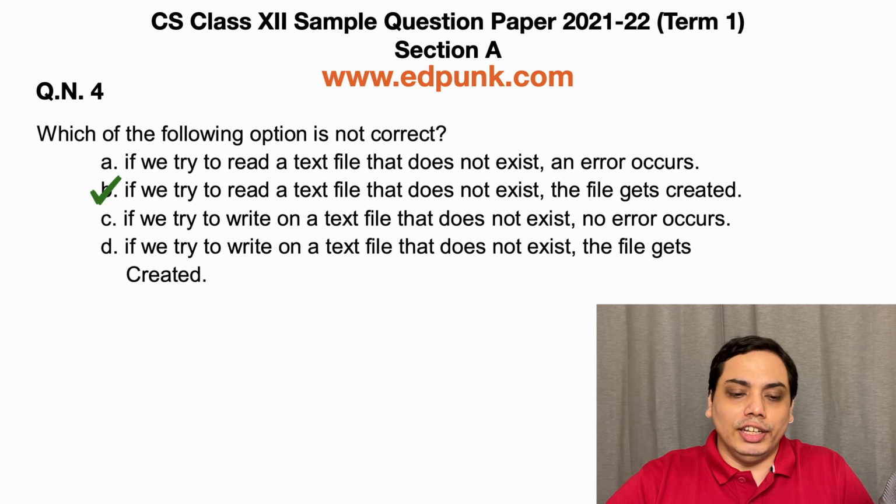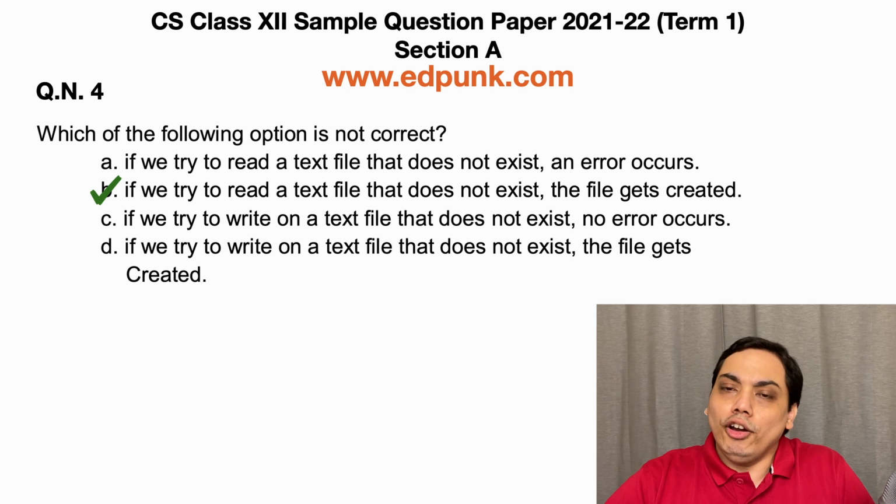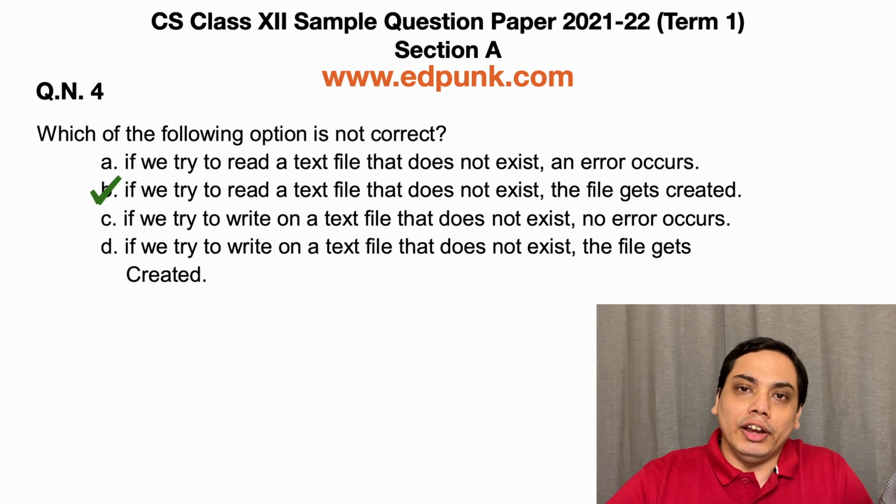Let us also look at the C and D options. If we try to write on a text file that does not exist, no error occurs. And option D, if we try to write on a text file that does not exist, the file gets created. Both the options C and D are correct, because if we try to write to a text file which does not exist, the Python interpreter goes ahead and creates the file and it does not throw any error. Hence, both options C and D are correct and the only incorrect option is option B.